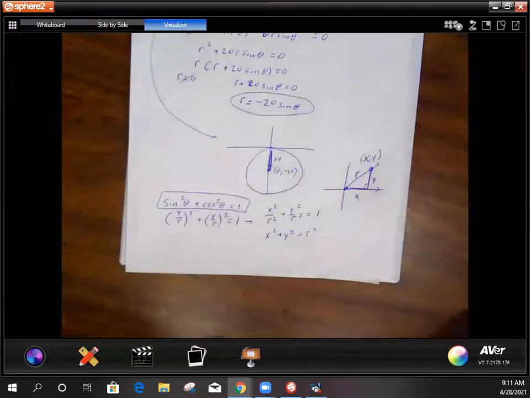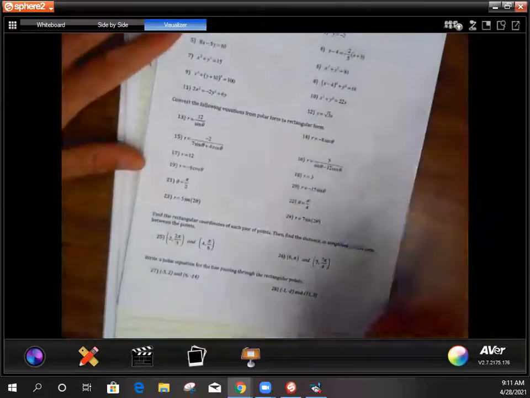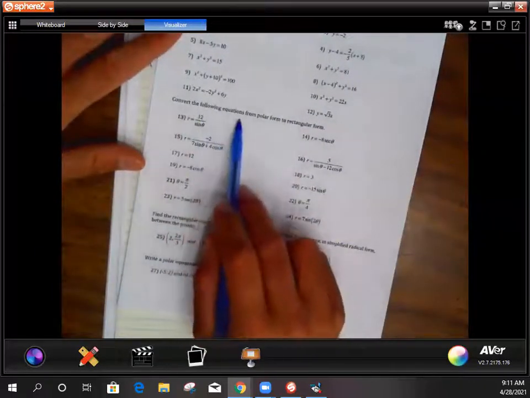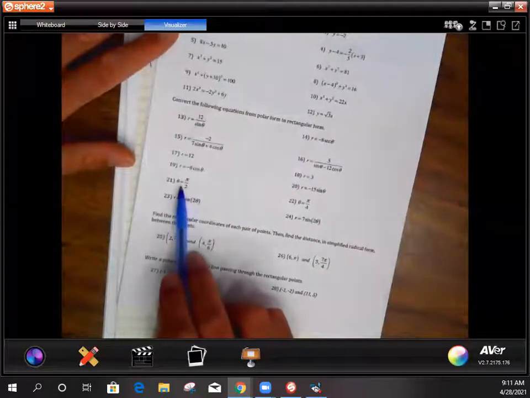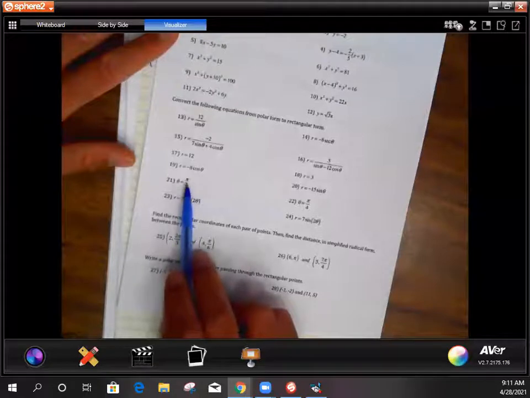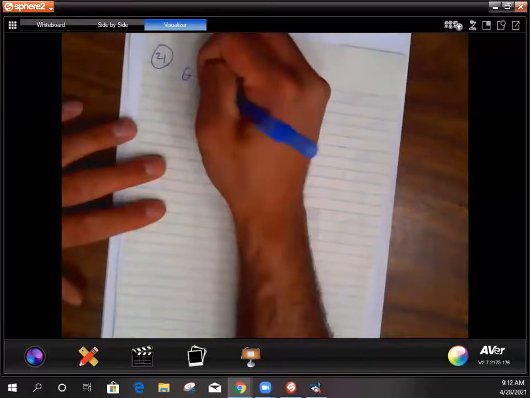Now let's try number 21. Thick piece of paper. All right, 21. I'm going to recycle my paper here. So 21, it says convert the following equations from polar to rectangular. So this right here is theta equals pi over 2. So we've got to convert that.